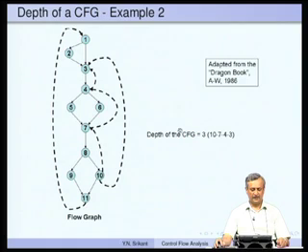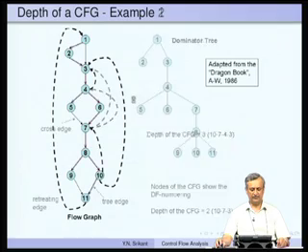Now, in this example, when we want to go from 10 to 3, we go from 10 to 7, then 7 to 4 and then 4 to 3. So, this makes the total as 3 back edges, and therefore, the depth of this control flow graph is 3.